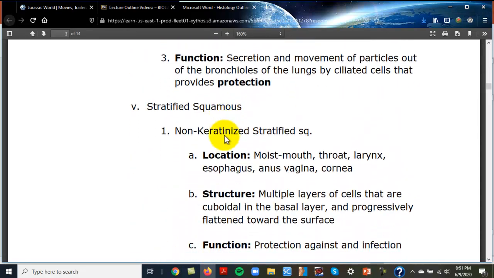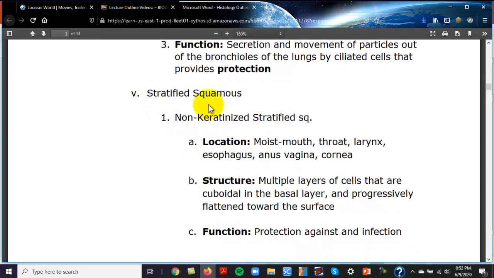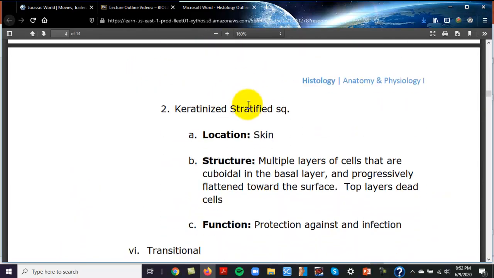Okay, that's the last of what are called the single layer epithelium. So we only have 3 left. Stratified squamous, we have 2 of these. We have what's called non-keratinized, and then down here we have keratinized.